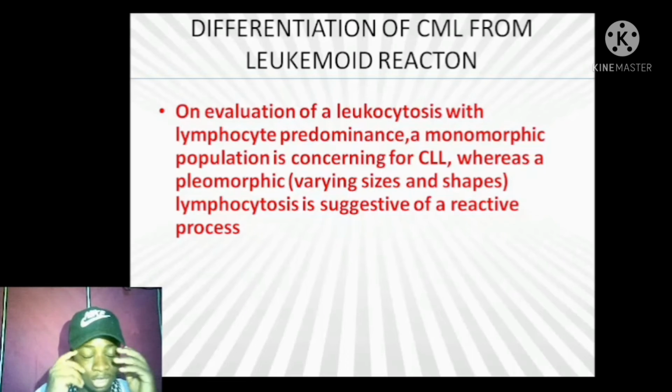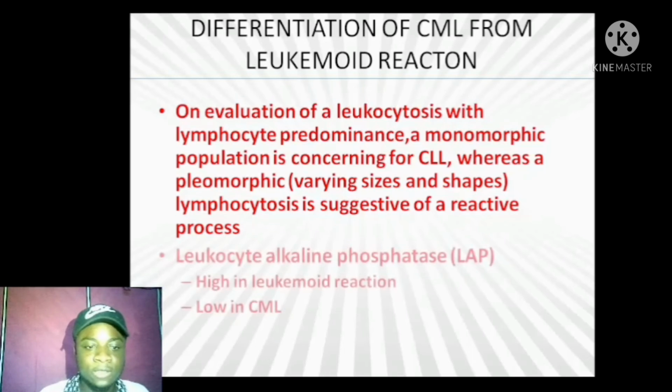So what they are trying to say is that when you are evaluating the leukocytosis, you will see a monomorphic population of cells. Monomorphic means they have the same shape and size. But pleomorphic means they have varying sizes. And when you see cells with varying sizes, it tells you that the condition may be the result of a reactive process, which may be leukemoid reaction. Very important.